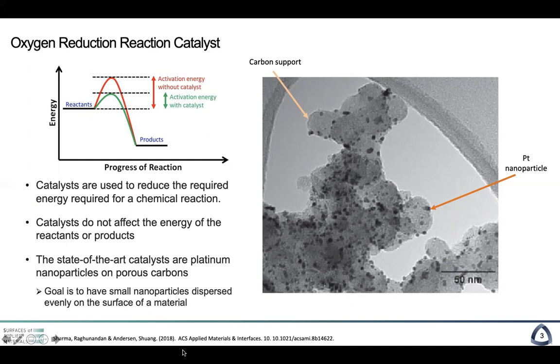Our goal is to have these small platinum nanoparticles very evenly dispersed on the surface of this material, because with better dispersion, we have more surface area of these carbon supports covered, and therefore there are more active sites for the oxygen to reduce on.